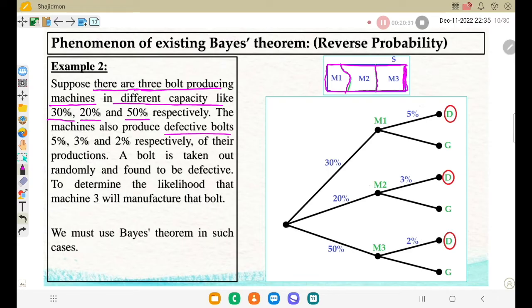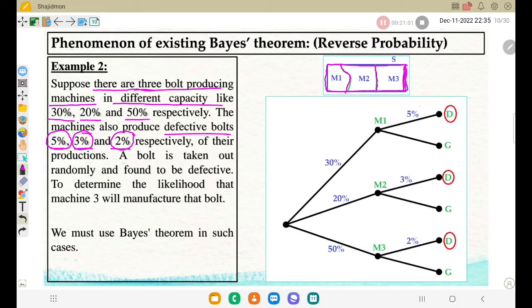These 3 machines are producing bolts. Most are good, but some defective bolts will also be there. The machines produce defective bolts at 5%, 3% and 2%. That means the first machine produces 5% defective bolts, 3% are not good in the second machine, and 2% of the bolts produced are not good in machine 3, respectively, of their production.